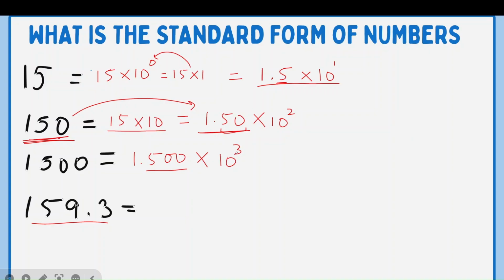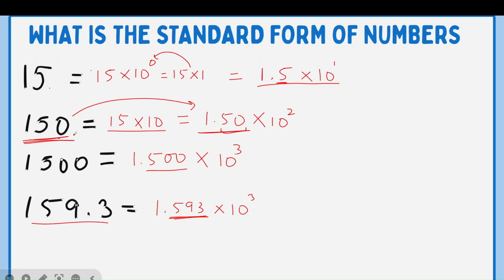Last part, 159.3. I already have a decimal. So we bring this decimal again to the place where I need it to be, and the same procedure. Just multiply by 10 raised to the power 3 because I have 3 decimal places. Always remember that when there is no decimal, the decimal is at the end. So you don't have to get scared looking at the position of a decimal in a number.